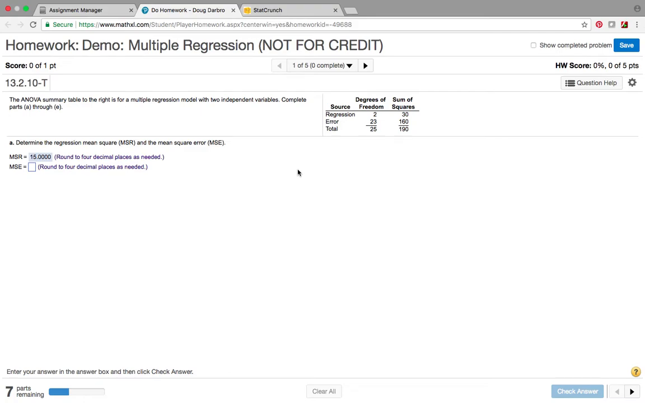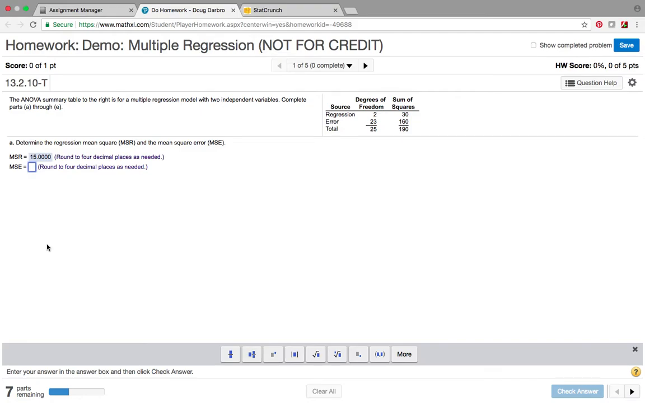You'll see that you have a partial ANOVA table, and I've already started this, but I had a coughing attack, so I had to stop. You see I've already answered the first question. To get the mean square for the regression, you just take the sum of squares regression divided by the degrees of freedom for the regression. So 30 divided by 2 is 15, rounded to 4 places. To get the mean square error, we take 160 divided by 23, and we get 6.9565, rounded to 4 places.